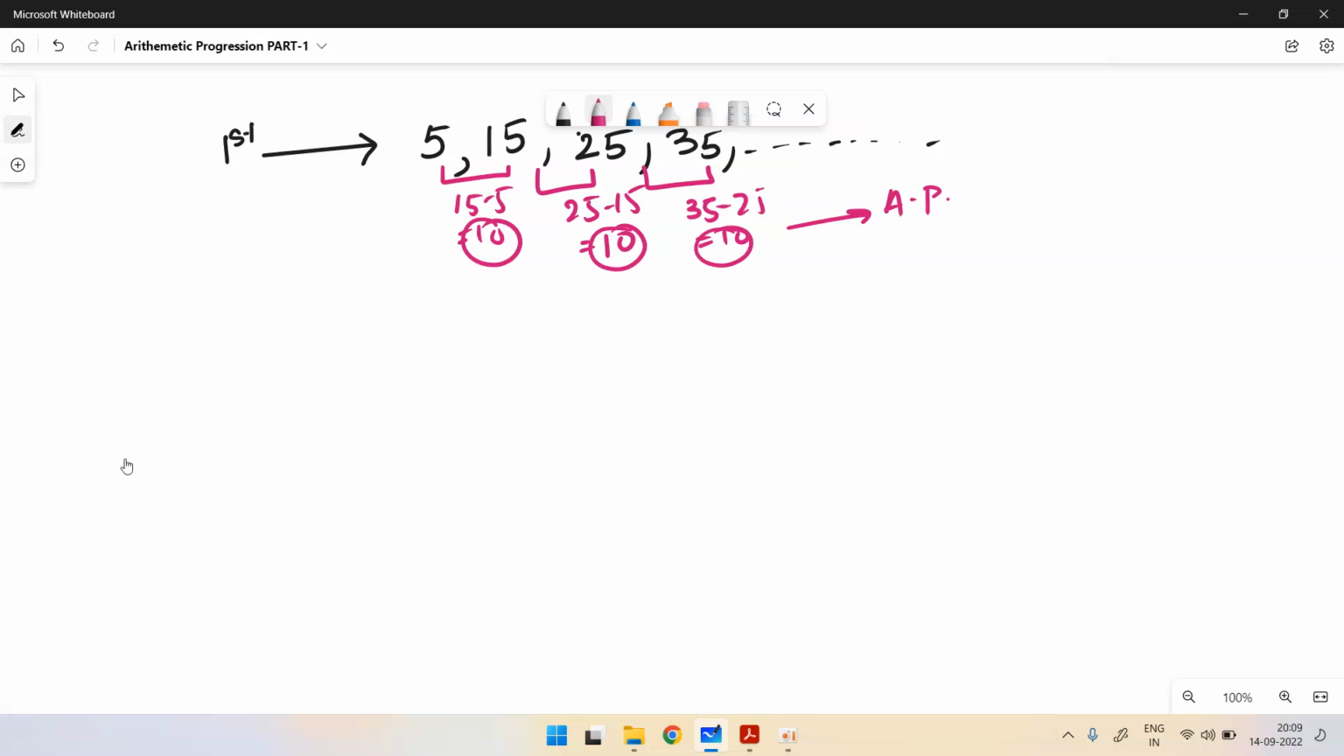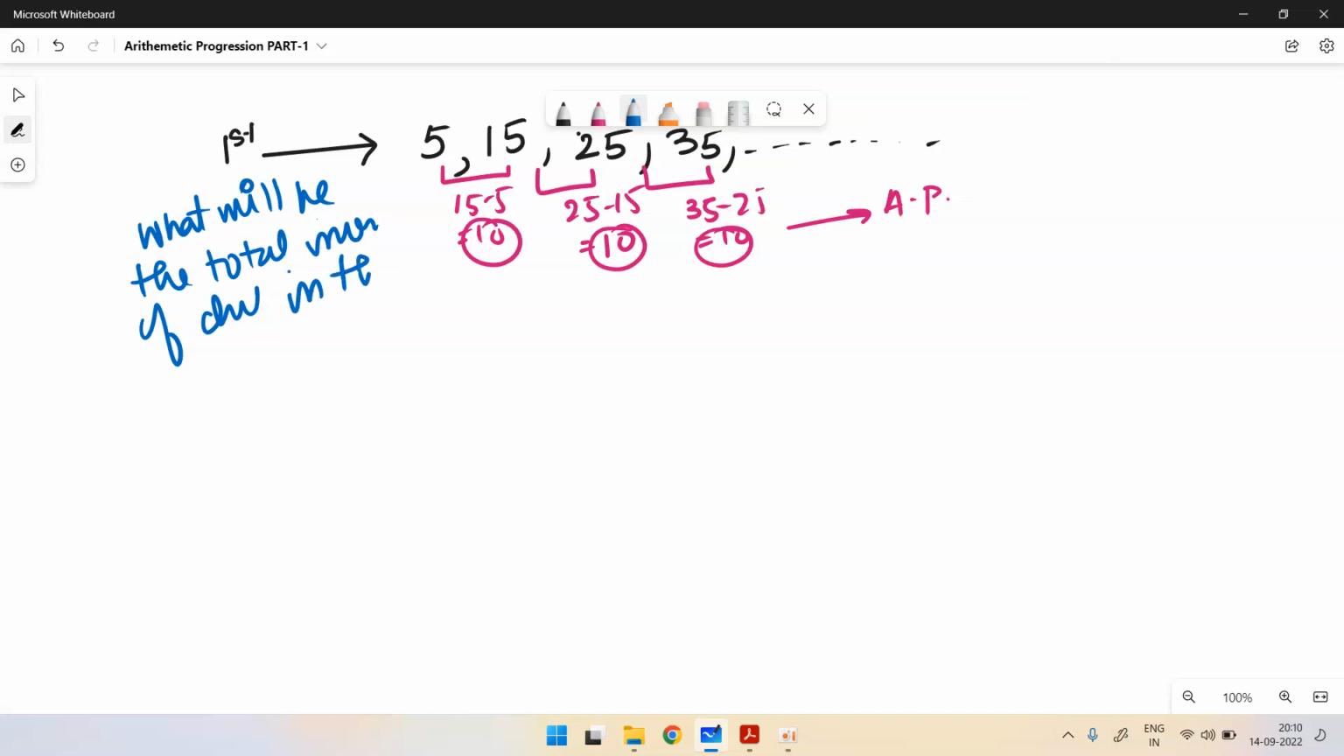So the question asks what will be the total income of the child in 30 days. So how will you calculate the total income? This will be 5 plus 15 plus 25 plus 35 and so on till 30 days.